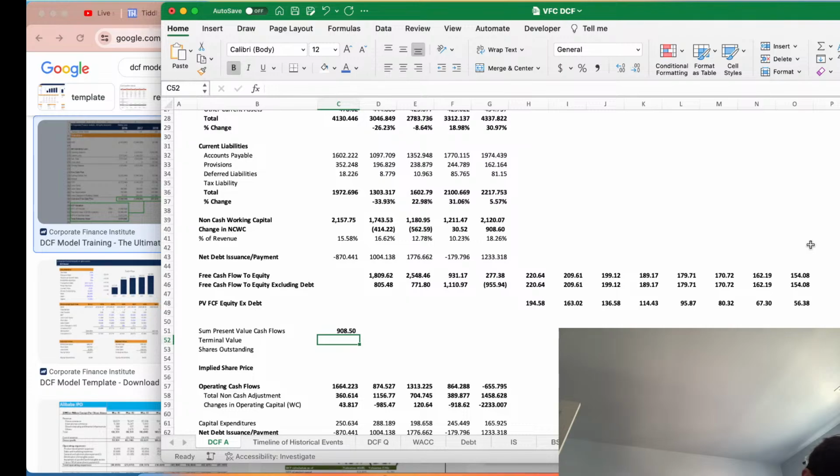One applies a multiple to earnings, revenue, or book value to estimate the value in the terminal year. The other assumes that the cash flows of the firm will grow at a constant rate in perpetuity, and you also have multiples. Liquidation value.